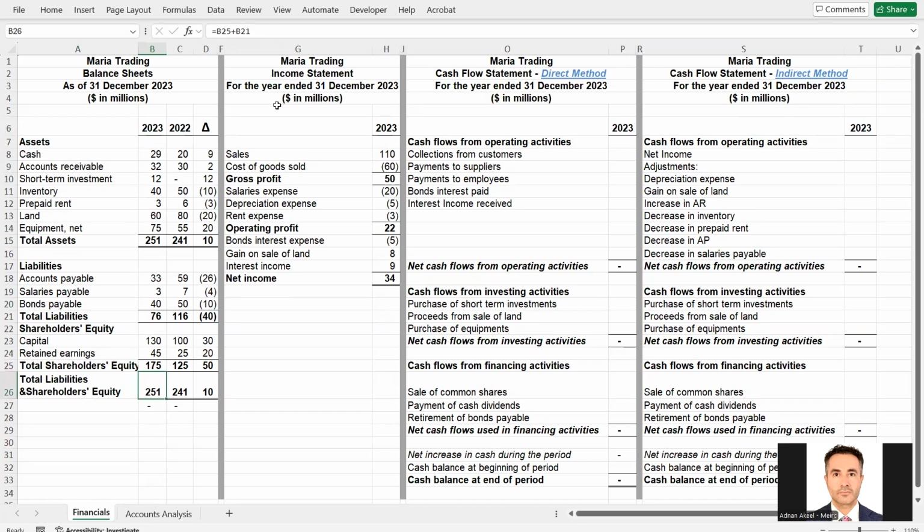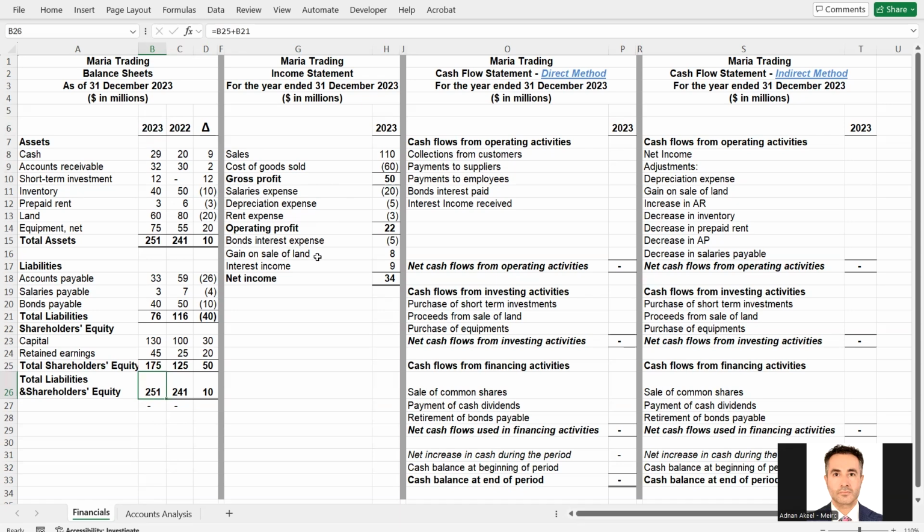On the other side, I have my income statement. This is only required for the last year, which is 2023. I have sales, less cost of goods sold. My gross profit is there, less my operating expenses, salaries, depreciation, rent. That takes me into my operating profit. I take out my interest paid on the bonds.